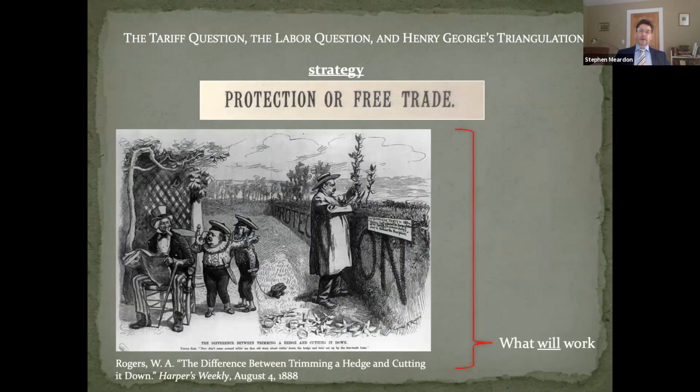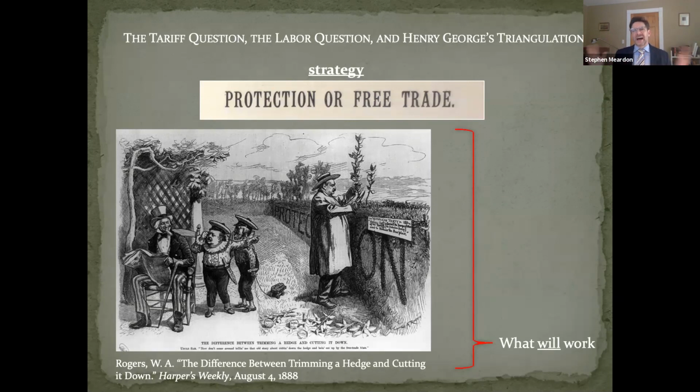So what will work? What will work, he argued, is not what was being proposed. And here's a caricature of what was being proposed by President Grover Cleveland in the election of 1888, which he made even more about free trade or protection than the election of 1884 had been. What Cleveland was proposing to do was to bring down the degree of protection. And the way that the Democratic Party and Cleveland represented this was by a trimming.